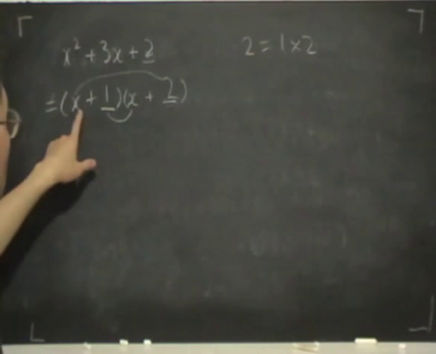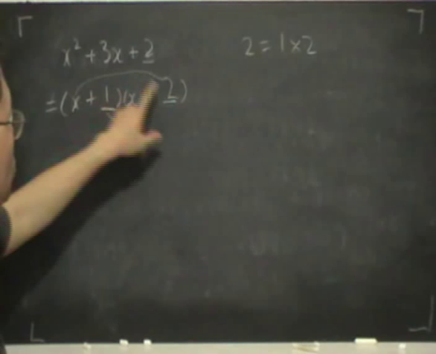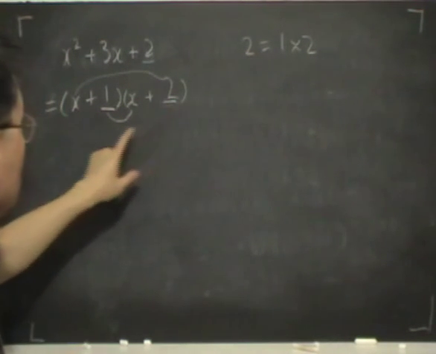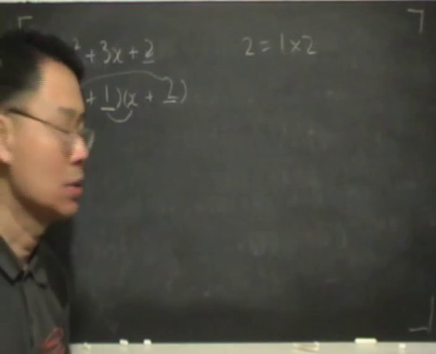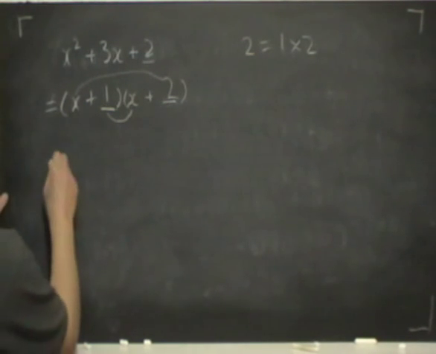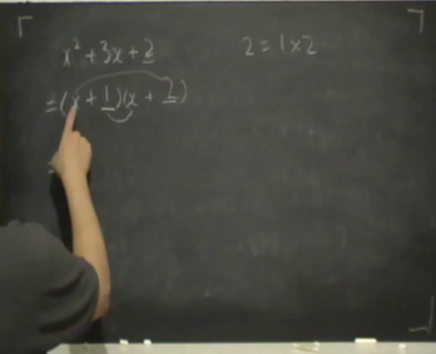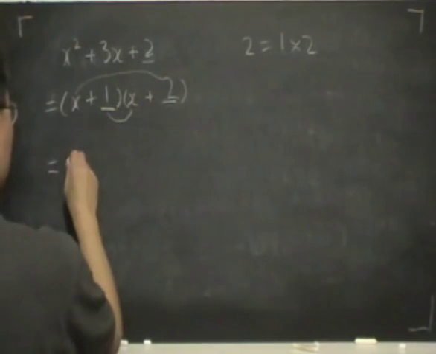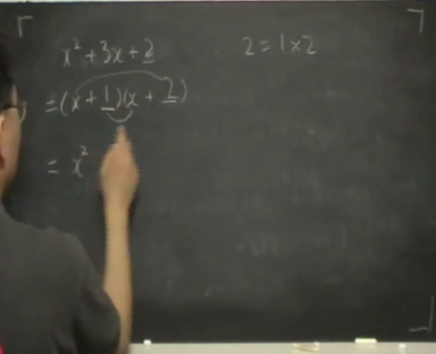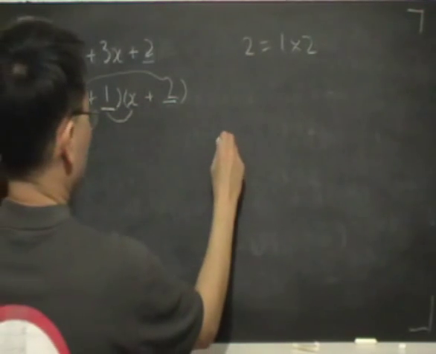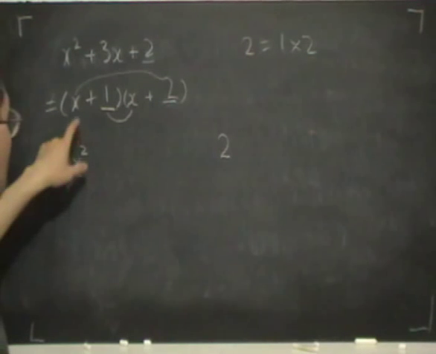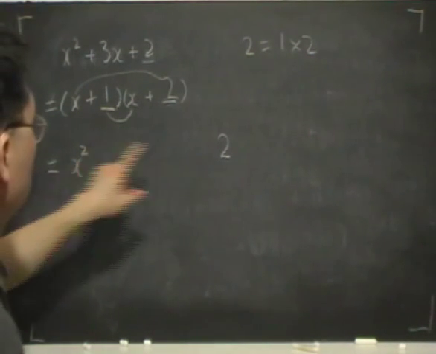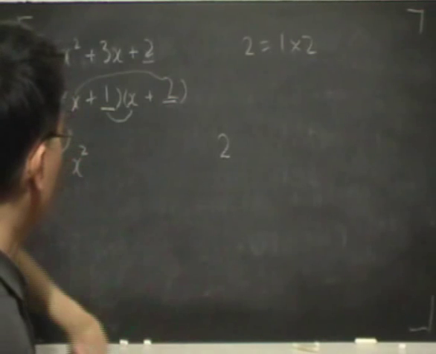Right? So if I have x times 2, I will get 2x. If I have 1 times x, I'll get 1x. So let me write this out. x times x gives x squared. 1 times 2 gives 2. So those are the two combinations that we've looked at.